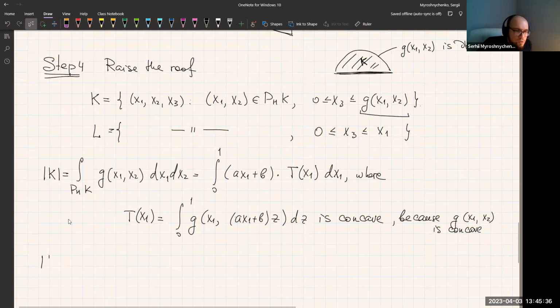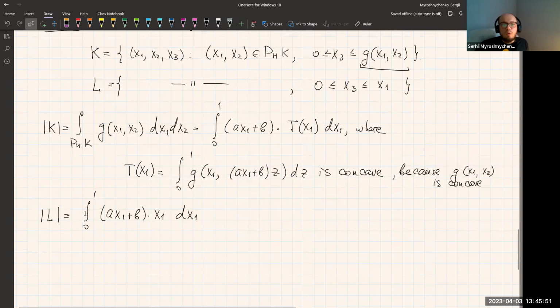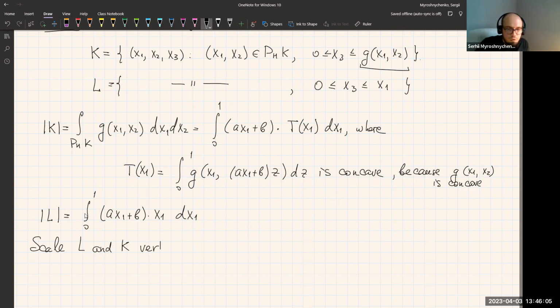And simultaneously, since we're talking about the volume, why don't we find the volume of L, which will be easier. dx. So remember, we're allowed to scale our candidates vertically as much as we want. So why don't we scale L and K vertically, and by vertically I mean along the last coordinate here, along the x3, such that the volume of K is equal to the volume of L.